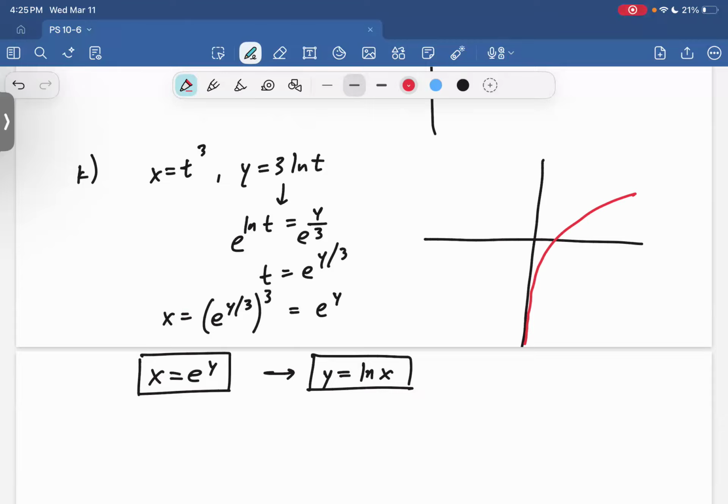Now, are there any issues with the domain? Well, ln must have a positive t, and so that tells us that x is always positive, but that is true from the graph that we have, right? X is always positive here. But no matter what t is, y can be all real numbers, and indeed, y is all real numbers based on this graph. So the graph looks good, and that is the final answer.